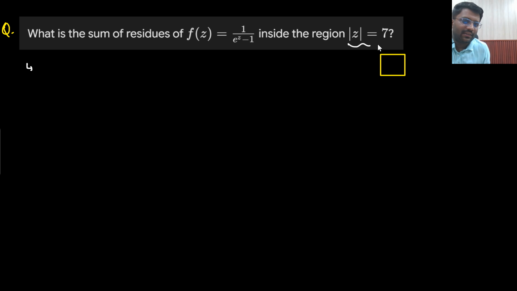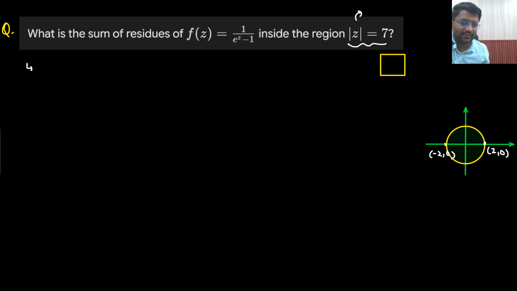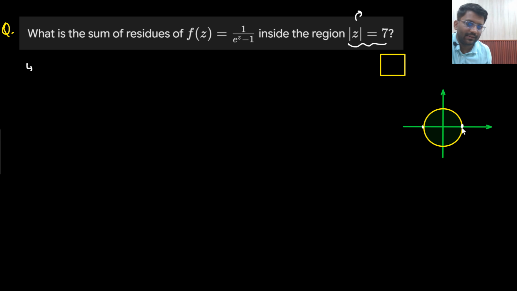So what is your region? Region is, sir, a circle with the center 0, 0 and radius of 7. So what I can do is simply copy it again. Center 7, 0. Right? What is your f of z? Sir, f of z is 1 upon e to the power z minus 1.